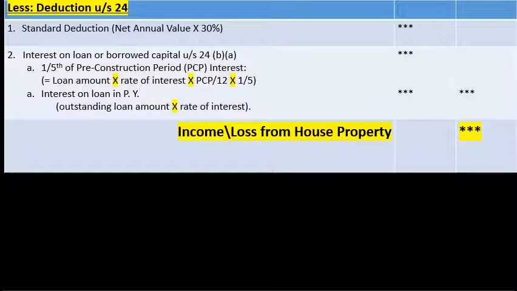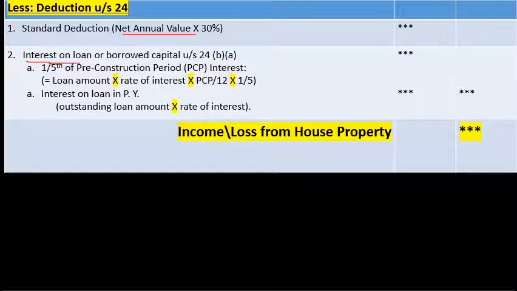There are two deductions. One is the standard deduction and the other is interest on loan, or interest on borrowed capital. These two deductions are applicable for let out property. The standard deduction is 30% of the net annual value, that is, net annual value into 30% for let out property. The second one is interest on loan or interest on borrowed capital.